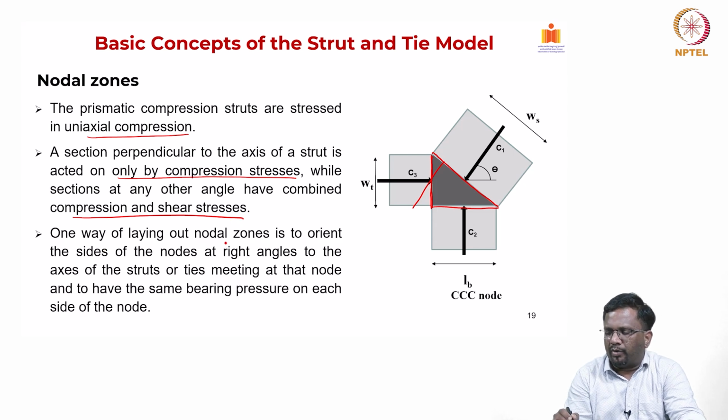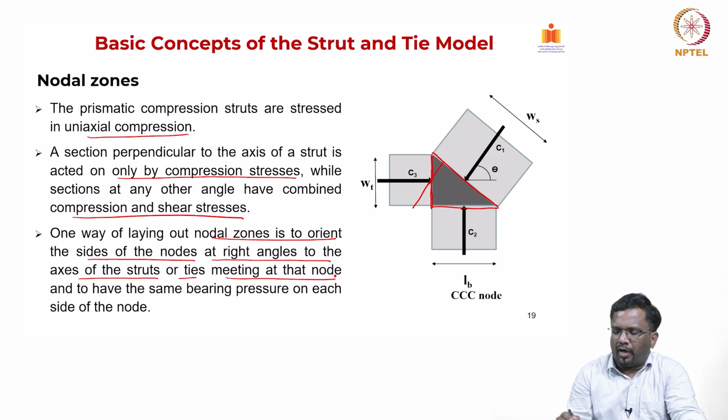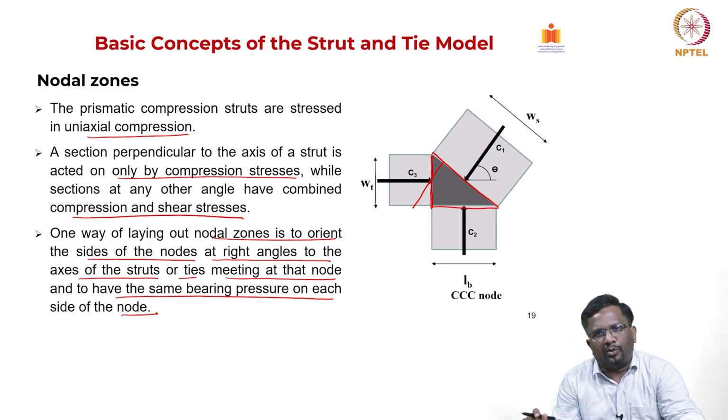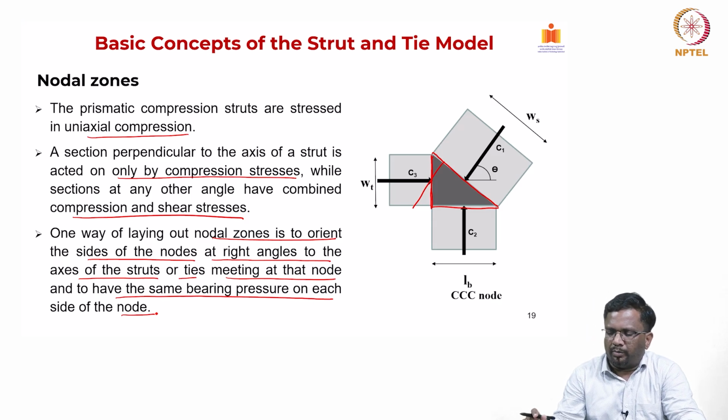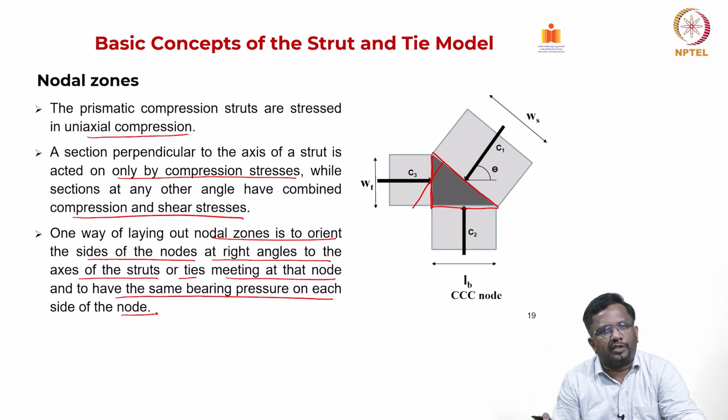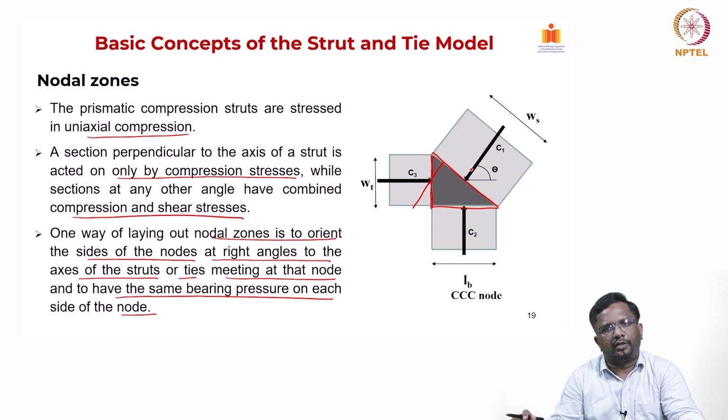Now, one way of laying out nodal zones is to orient the sides of the nodes at right angles to the axis of the struts or ties meeting at that particular node, and to have the same bearing pressure on each side of the node. So, that is how we design the nodal region. We try to orient the sides of the nodes at right angles to the axis of the struts or ties, and they are also designed to have nearly the same bearing pressure on each side of the node. The width is chosen in such a way that the same stresses will be there.